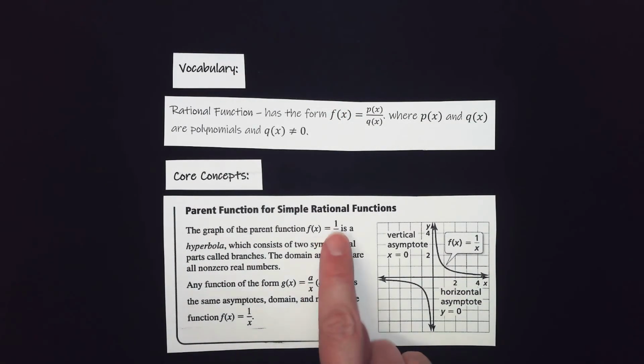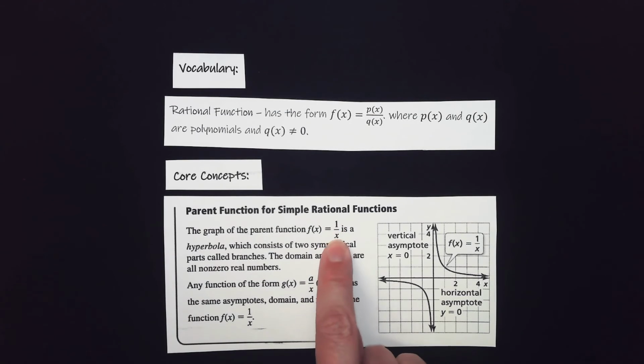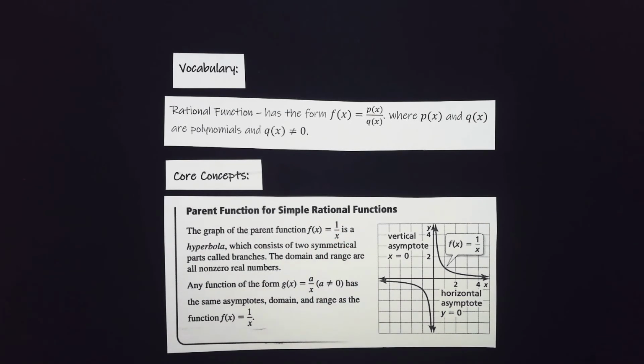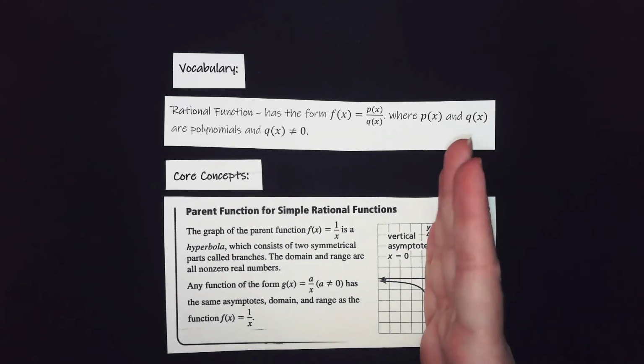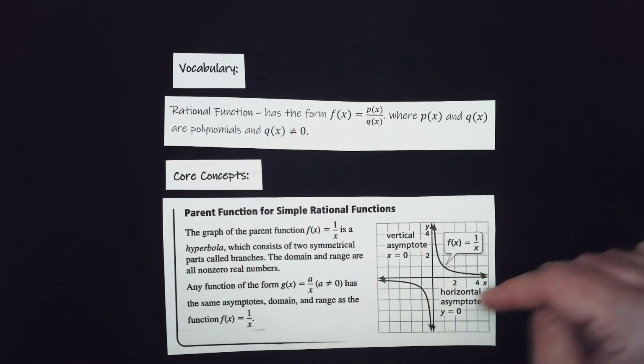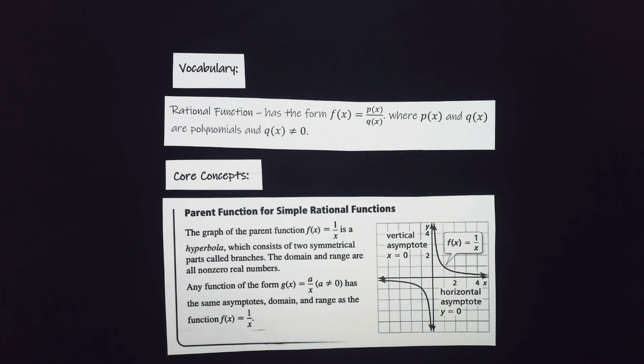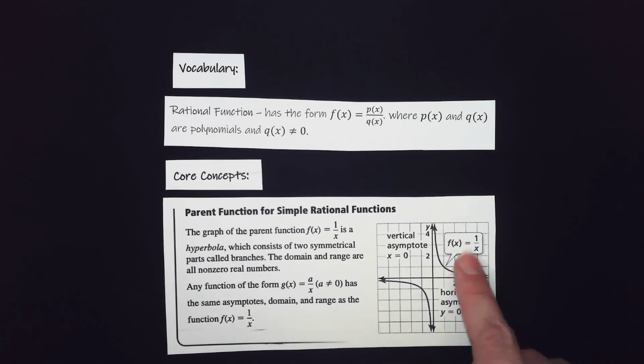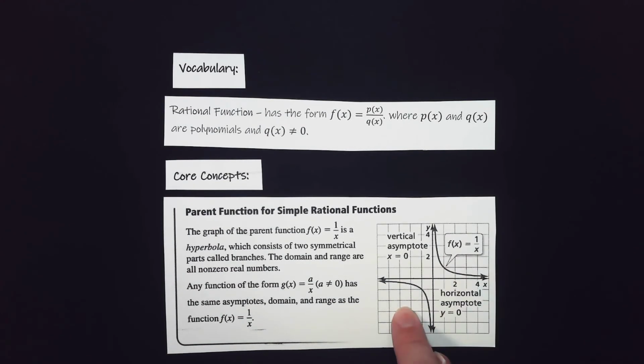In this case, our p of x is 1, and then q of x is x. So this graph has an asymptote on the y-axis and on the x-axis, so it never actually crosses either of those. And it does have a graph in opposite quadrants. This is called a hyperbola. It's two symmetrical parts called branches.